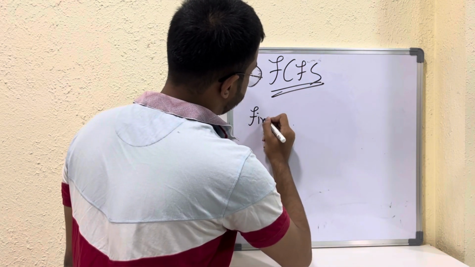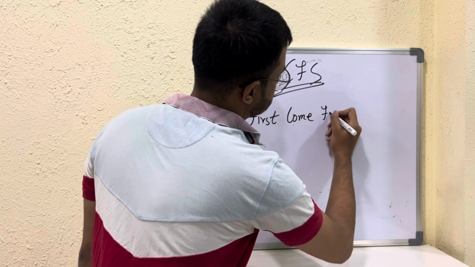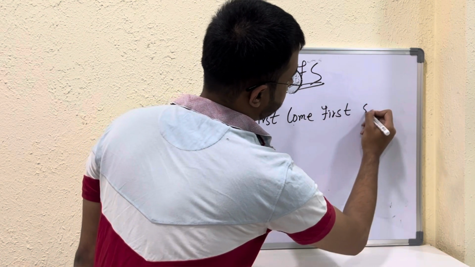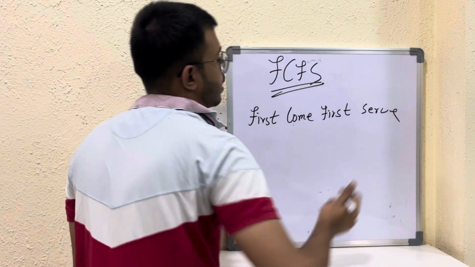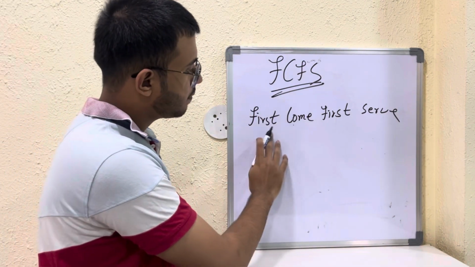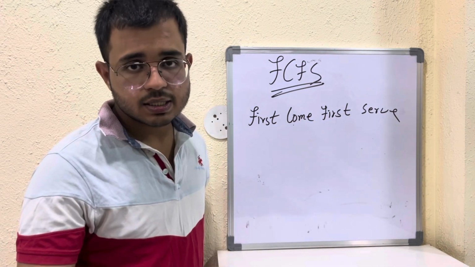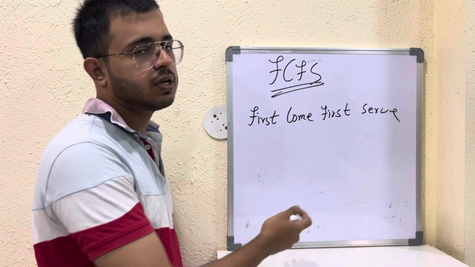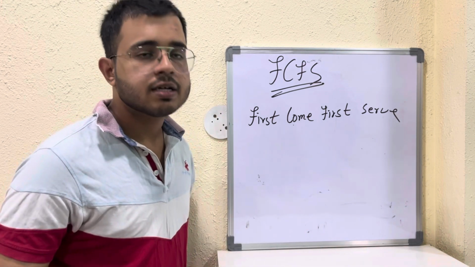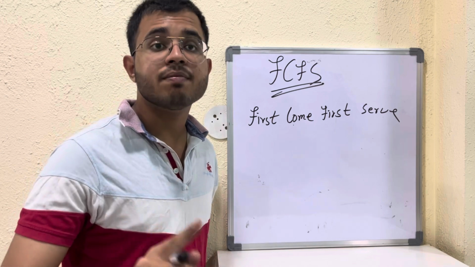Its abbreviation is first come, first serve. It is a simple scheduling algorithm. As the name suggests, first come, first serve. Whichever process requests the CPU first, that process will get executed. Then each later process, according to its arrival time, will get executed one by one.